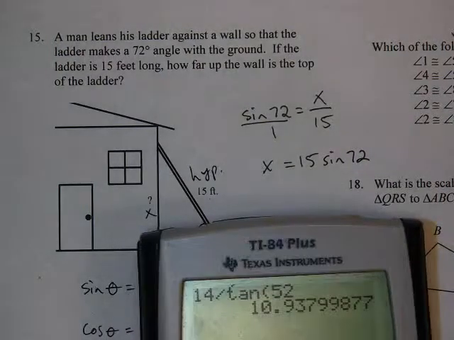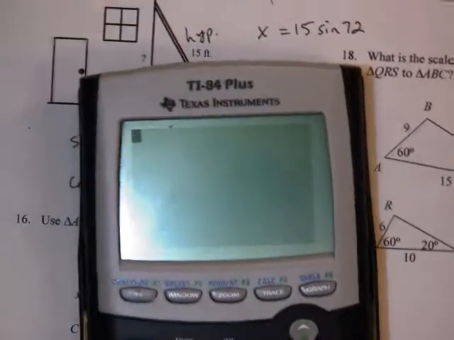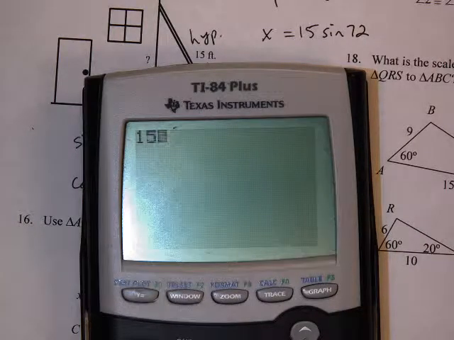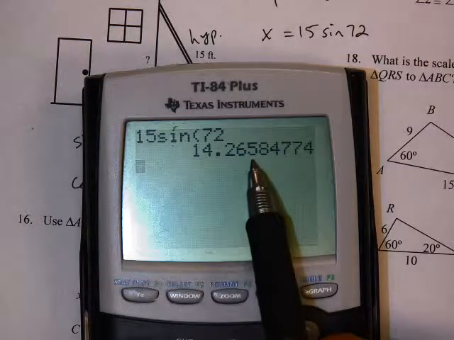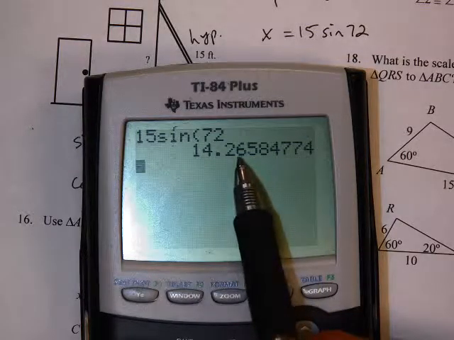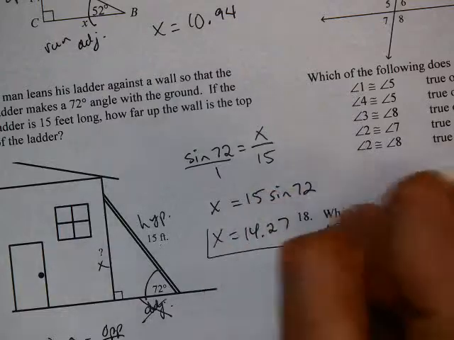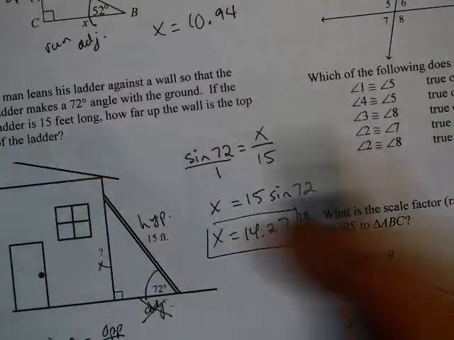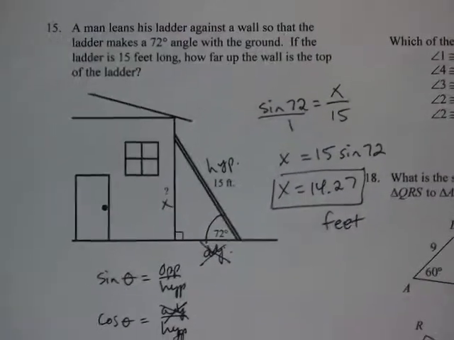So now I'm going to go to my calculator. I'm going to clear, where's clear? Now I'm going to plug in that 15 sine 72. Hit enter, and there's my decimal, 14.2. And then since that 5 is 5 or higher, I'm going to bump that up, round it up. So it becomes 14.27. And I almost forgot the units: 14.27 feet that ladder is reaching up the wall.